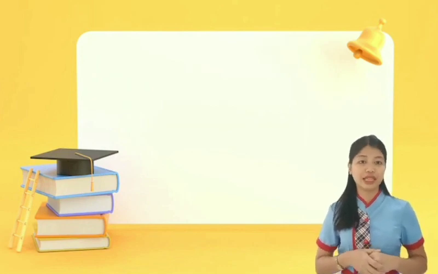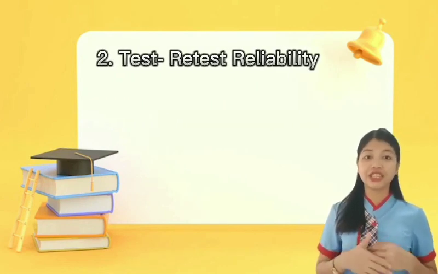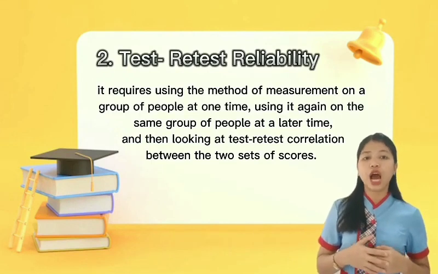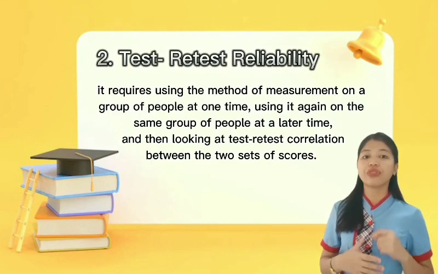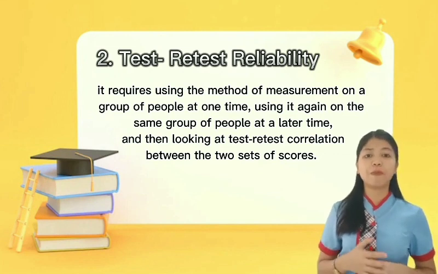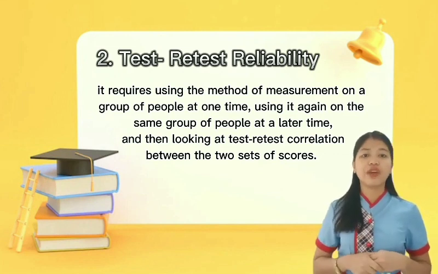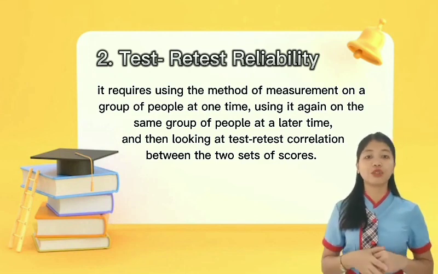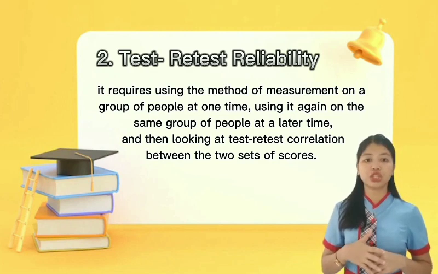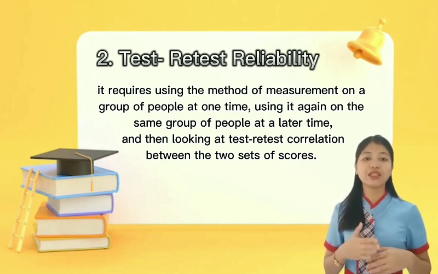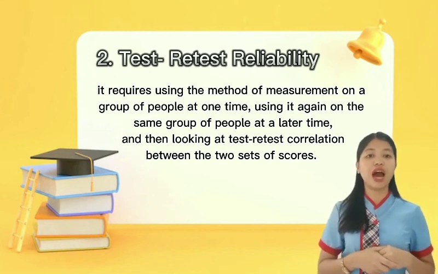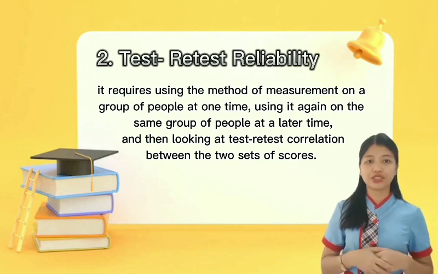So the second reliability is test-retest reliability. It requires using the method of measurement on a group of people at one time, using it again on the same group of people at a later time, and then looking at the test-retest correlation between the two sets of scores. Therefore, a measure that produces highly inconsistent scores over time cannot be a very good measure of a construct. So it assesses the consistency of the test results.